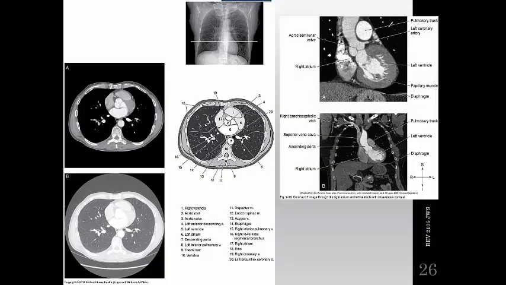This is a nice cross-section of the heart here, coronal, and a beautiful image. You get the picture of the aortic semilunar valve, and then you have it over here, and very helpful to me.